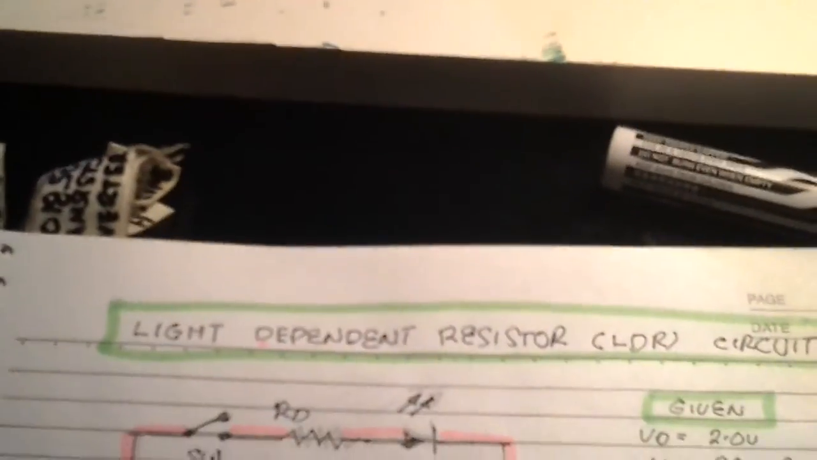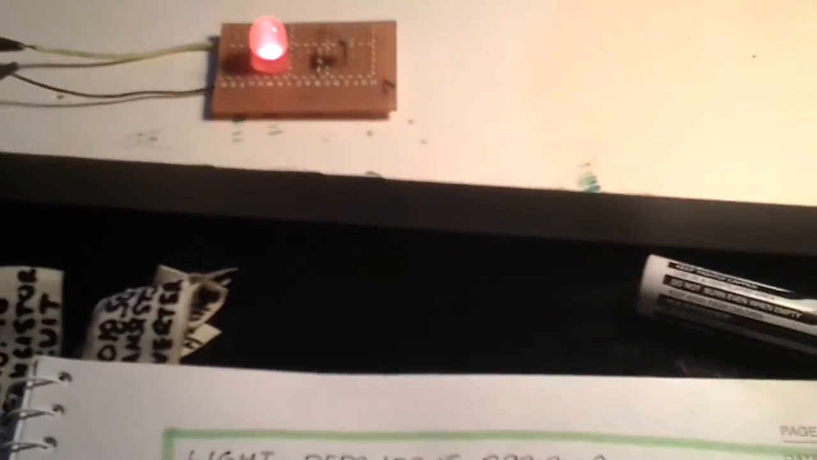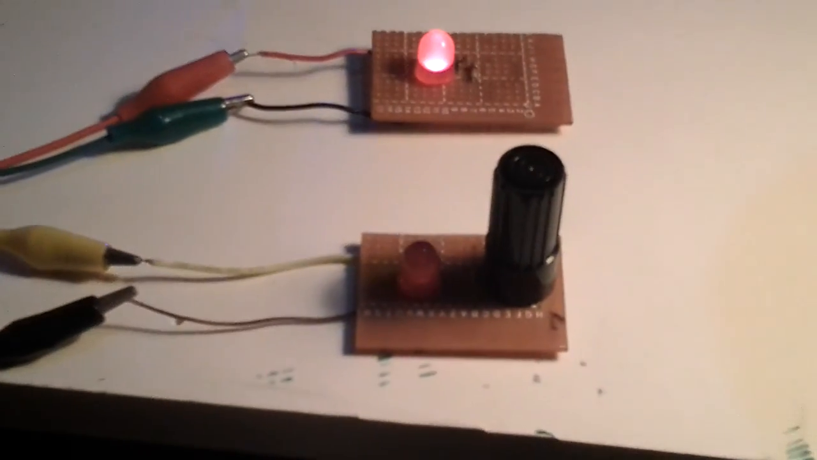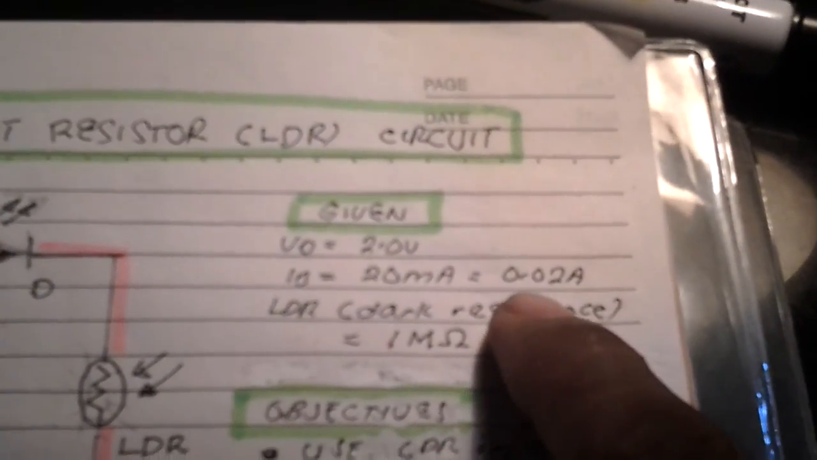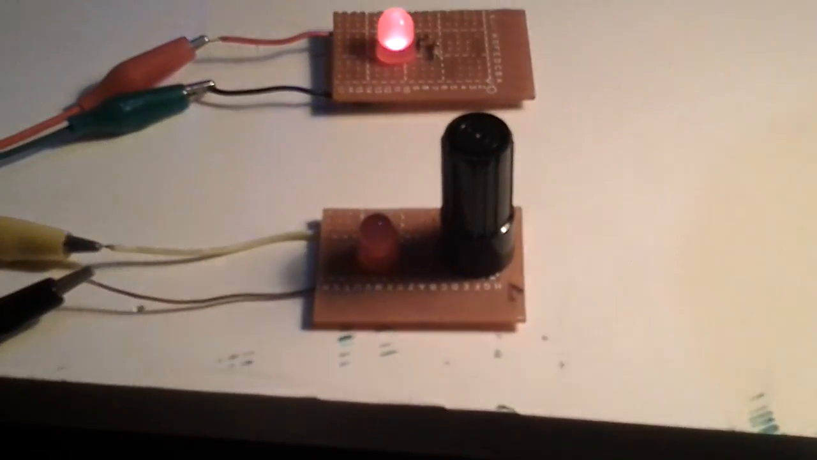the LDR's resistance is dependent on the light. So when I put the cup here, it has a 1 mega ohm resistance. That is the dark resistance. They call it dark resistance, 1 mega ohms. That's why the LED turns off. And you know that the current rating of the LED to turn on is 0.02 ampere. Since it is not turning on, it means the current flowing here is not 0.02 anymore.